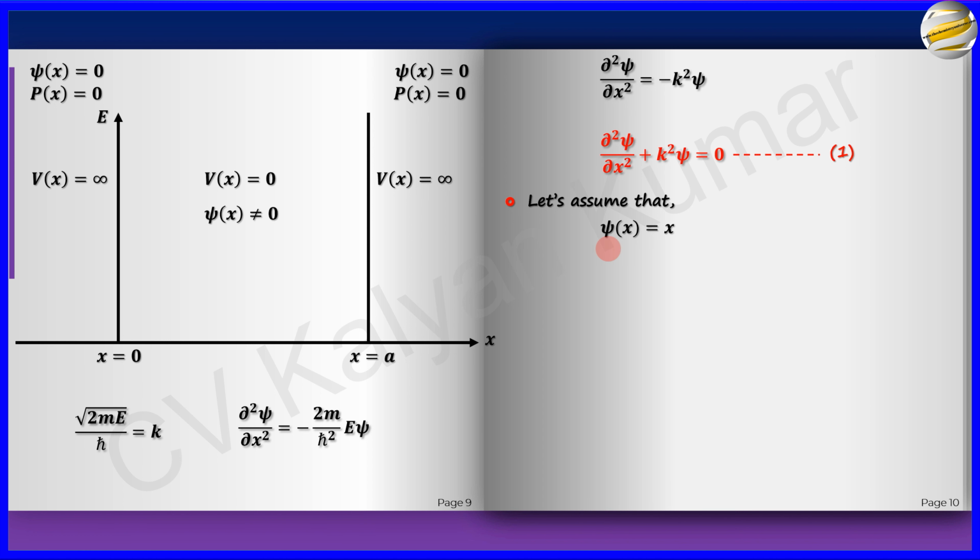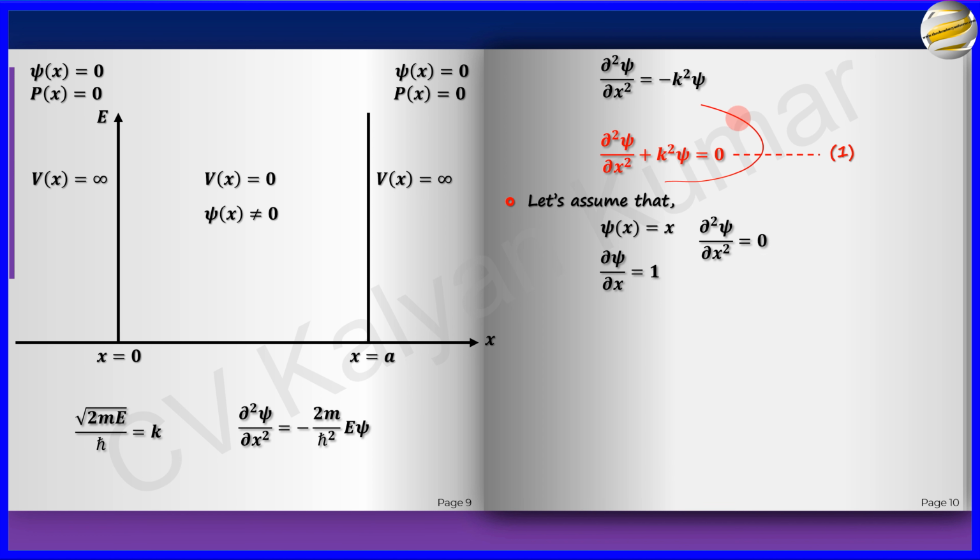So now let's see if psi of x is x. Let's check whether it satisfies this condition or not. So what will be dou psi by dou x? It is 1. Can you see that if I take the differential of this with respect to x, it's 1. And what will be dou 2 psi by dou x square? It will be 0.